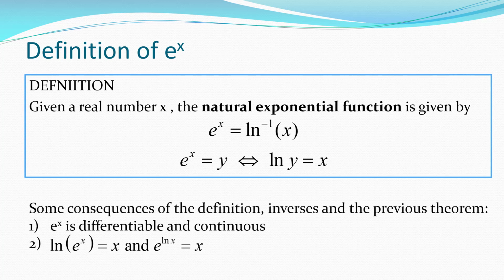Now, there are some consequences then of the theorem I just gave you. This function e to the x then is differentiable. That means that it's also automatically continuous on its domain. Also, since e to the x and the natural log of x are inverses, then the natural log of e to the x has to be x, and e to the natural log of x equals x also. That's just writing down the properties of inverses.